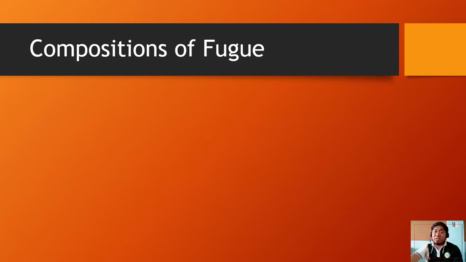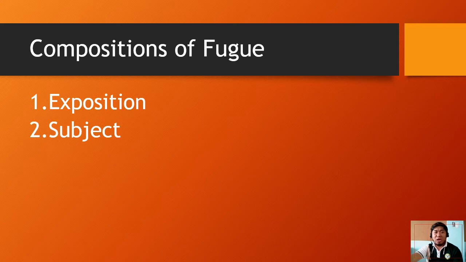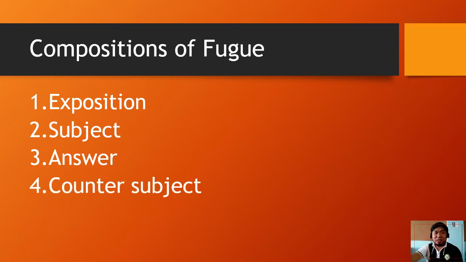These are the different components of a fugue. Exposition. First part where the subject is played. So subject, principal theme, and the first statement of the subject performed by a single voice. Answer. Second statement of the subject transposed to the dominant key. Countersubject accompanies the subject constantly.